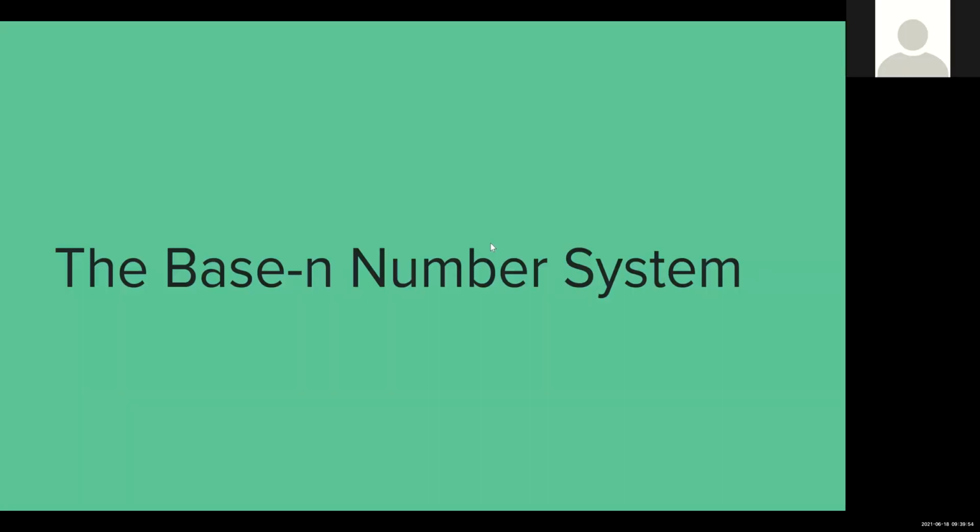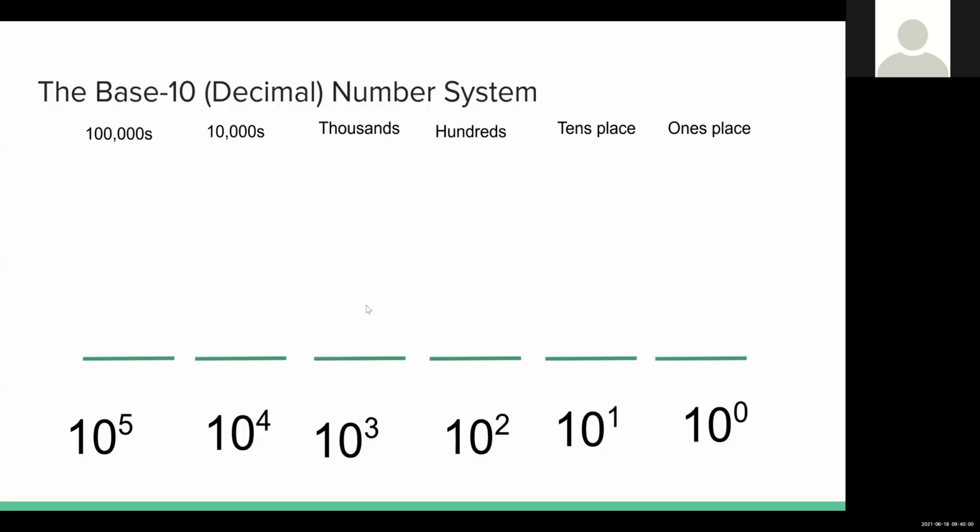Okay, so now we're going to talk about base number systems. This is a little bit of a confusing topic, but it is very important to know about. This is the number system that we are most familiar with. It's the base 10 number system, which is the number system we use in our everyday lives. So of course, 10 to the fifth is the hundred thousands, 10 to the fourth is 10,000s, 10 cubed is thousands, 10 squared is hundreds, 10 to the first is tens, and 10 to the zero is ones.